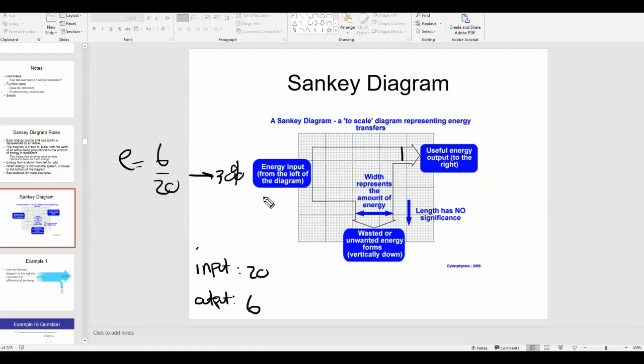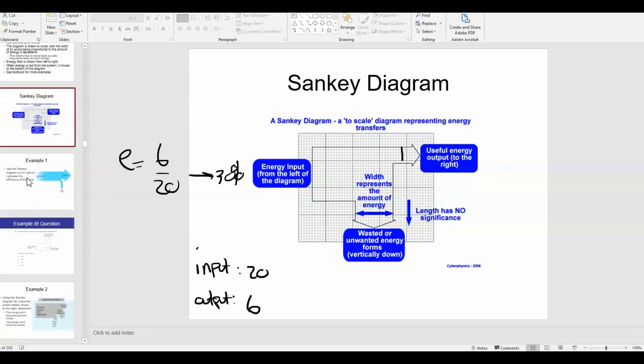If you were given the Sankey diagram, you would be expected to figure out what the efficiency is. Or vice versa, if you were given the efficiency, and let's say they only give you the left side of the Sankey diagram, you would be expected to draw the other side so that the width was correct for that given efficiency. All right, so pause there if you need to look at that some more, and let's take a look at some examples.